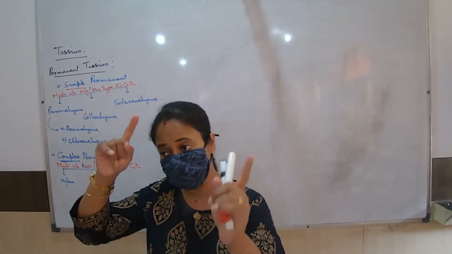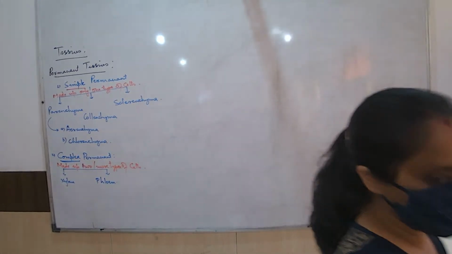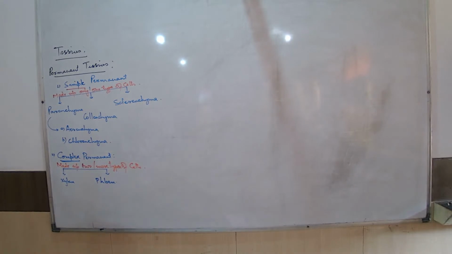Now, let us go back to the definition that we studied. What was the definition of tissues we had studied? Group of cells, similar or dissimilar in structure, but performing a particular function, performing a common function. That was the definition of the word tissues, if you remember. Group of cells, similar or dissimilar in structure, performing a common function.